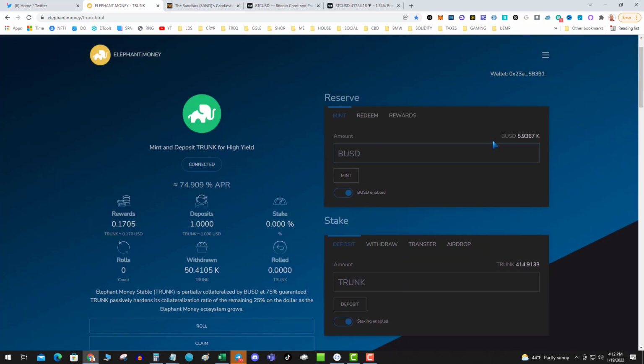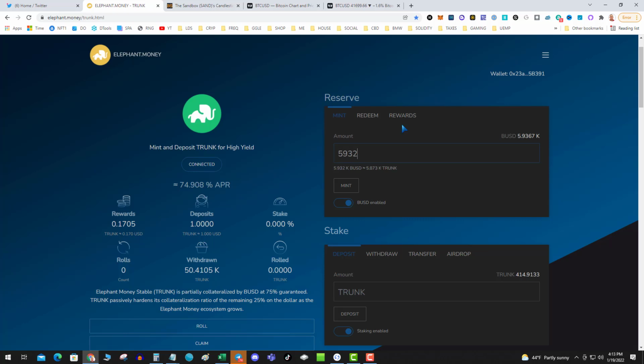So with that being said, I had some fresh profits from some of my other platforms, so I'm going to go ahead and do a little minting action. I'm going to mint up another 6G. Let's see. Okay.